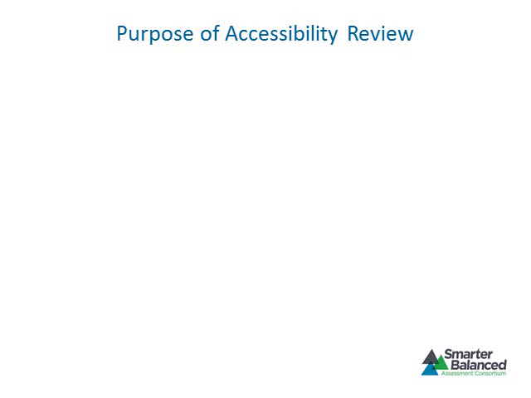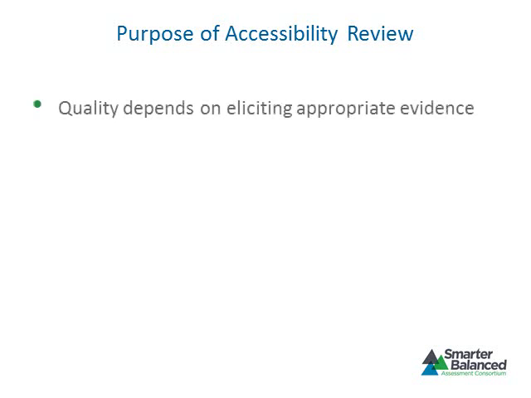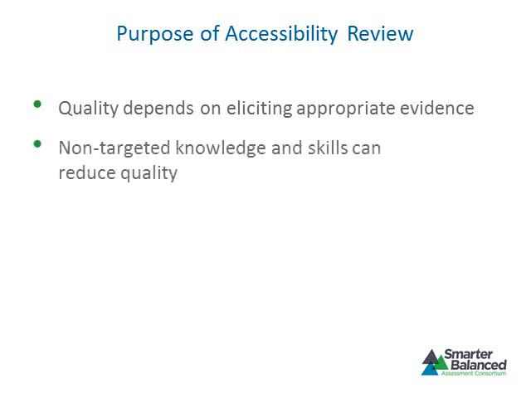Let's begin with an overview of the purpose of accessibility review. The quality of an item or performance task is dependent on whether it is able to elicit appropriate evidence of student learning. When factors other than the knowledge, skill, or ability that is the target of assessment influences a student's performance on an item, this impacts the quality of the evidence of student learning.